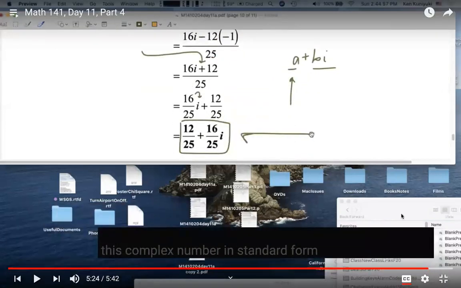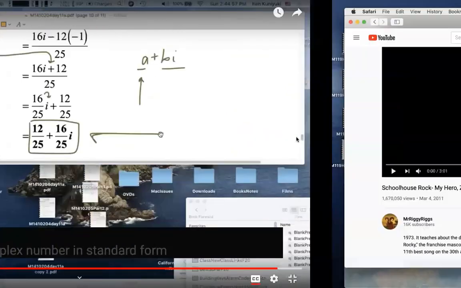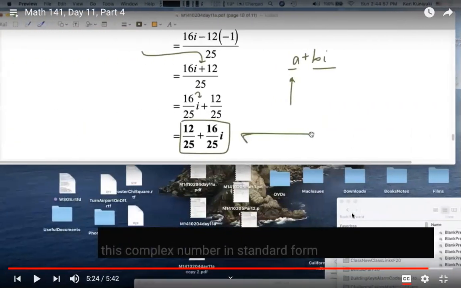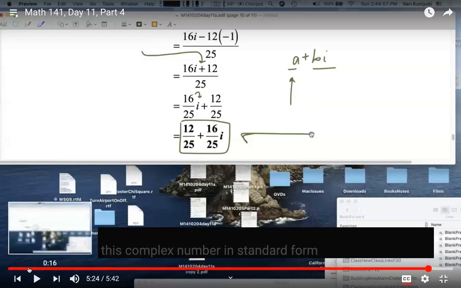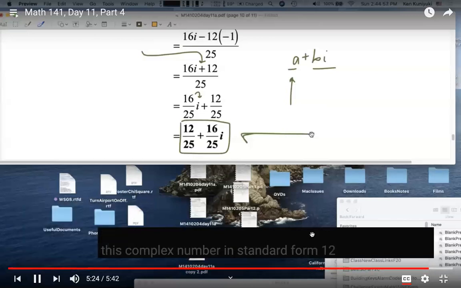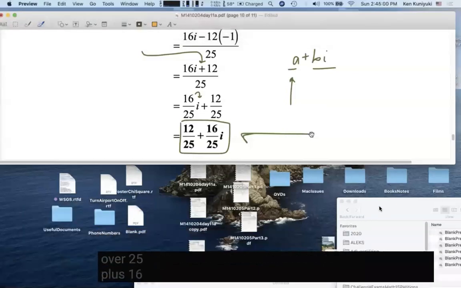By the way, a question in the notes: how do we get the 25? I just skimmed over the notes. It's in the notes how I got the 25, and I can review it later on. Basically, a squared plus b squared, right? 4 squared plus 3 squared. Okay, I can review that later. So the answer is 12 over 25 plus 16 over 25 times i.